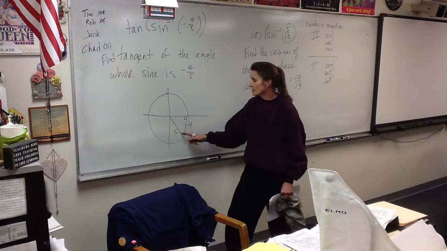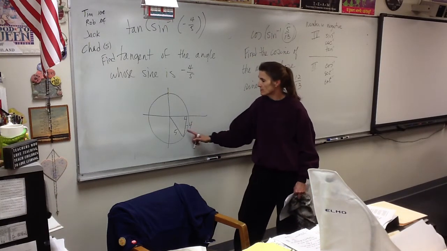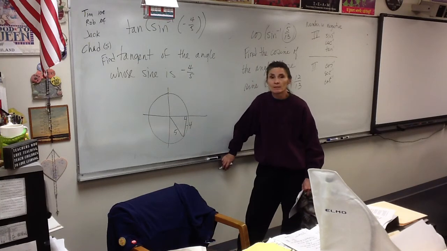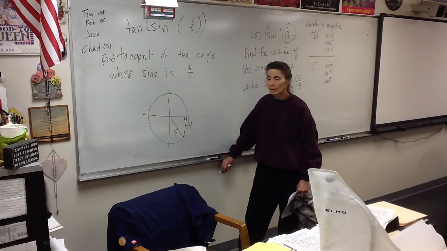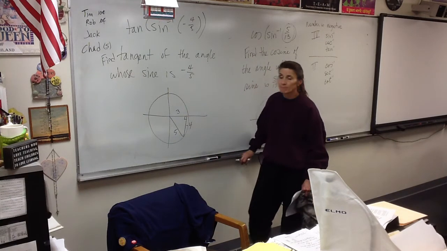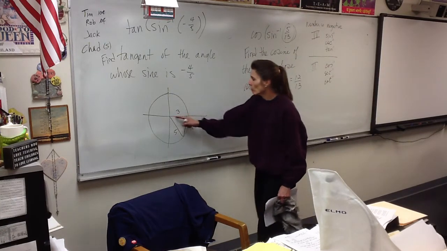Sine is opposite over hypotenuse. You know how to label your triangles, opposite over hypotenuse. If I do the Pythagorean Theorem, x squared plus 4 squared equals 5 squared, this turns out to be 3. And it is a positive 3, because I go right and down.